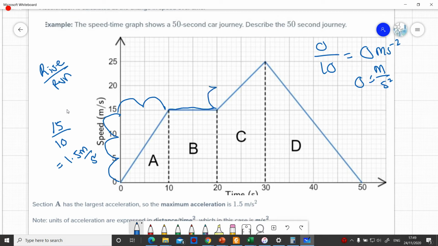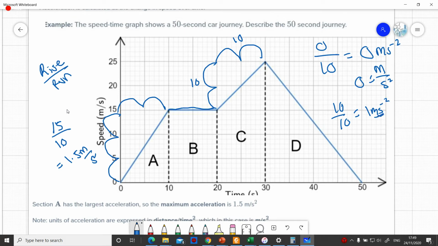Next one, we do the same thing. We rise how many? 2 boxes. Each box is worth 5, that's 10. And then the run is 10 boxes. So 10 divided by 10, again rise divided by run, is equal to 1 meter per second squared.